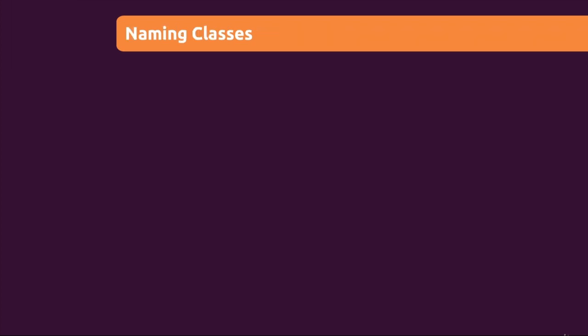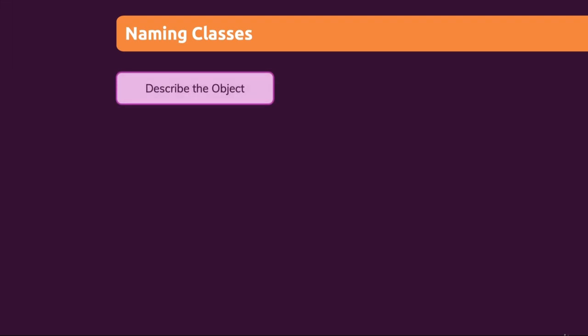So now we had a closer look at naming variables, properties, and functions and methods. Let's now have a look at naming classes. Here, we don't really have different cases to consider. We should always describe the object which is created when we instantiate the class. And that's important. Keep in mind that classes typically are used to instantiate something.